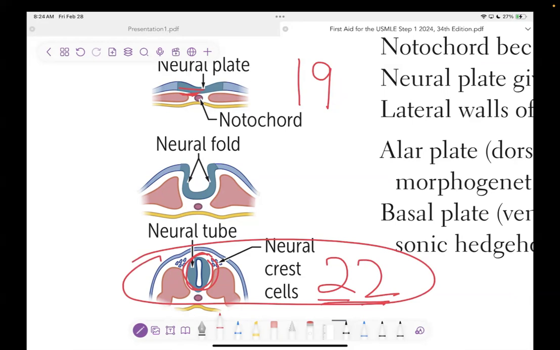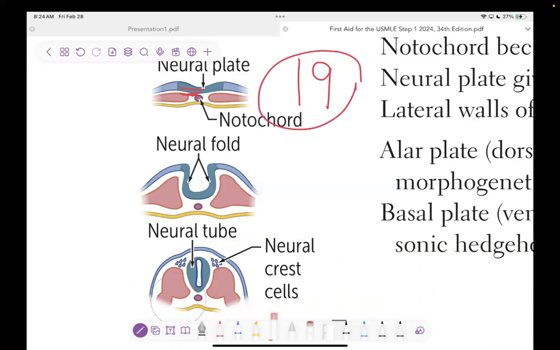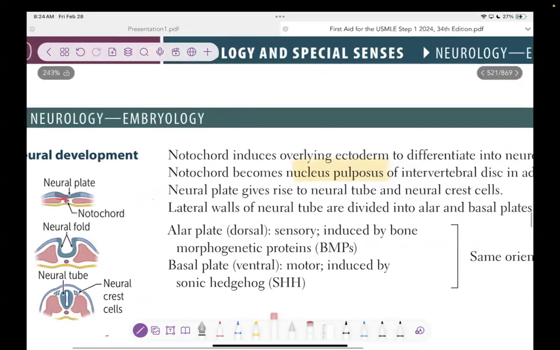So day 20 tube makes the neural tube, and for day 19, 9 for notochord and 9 for 19. So these are the mnemonics that were very helpful for me. Now let's read the text and see if we were right or not.